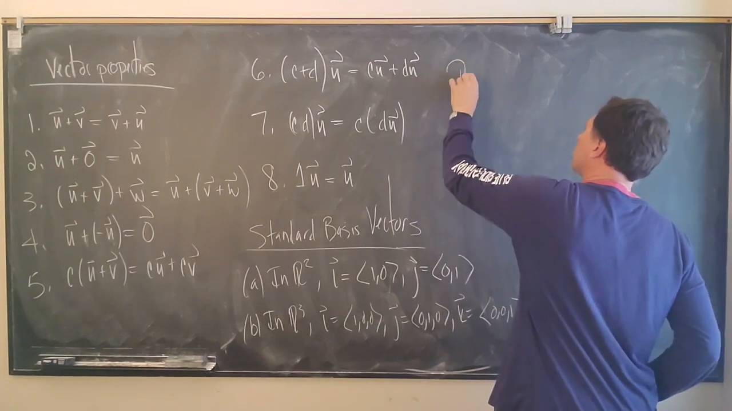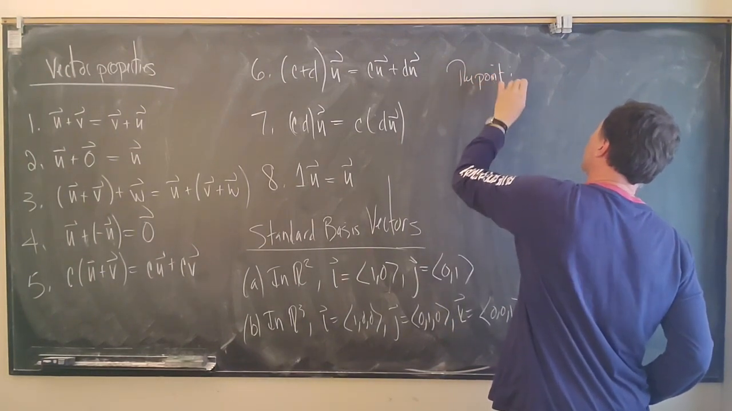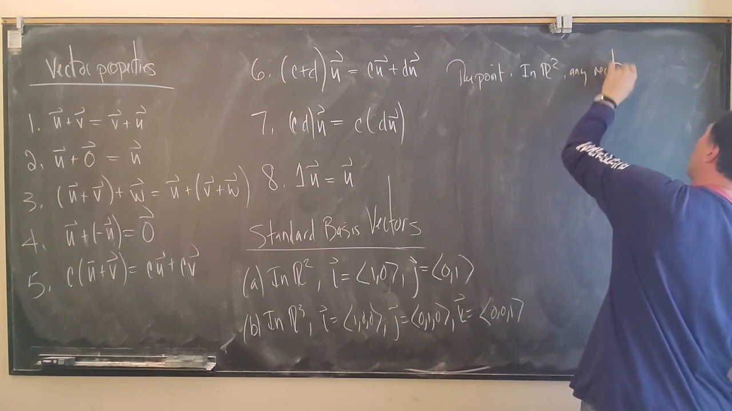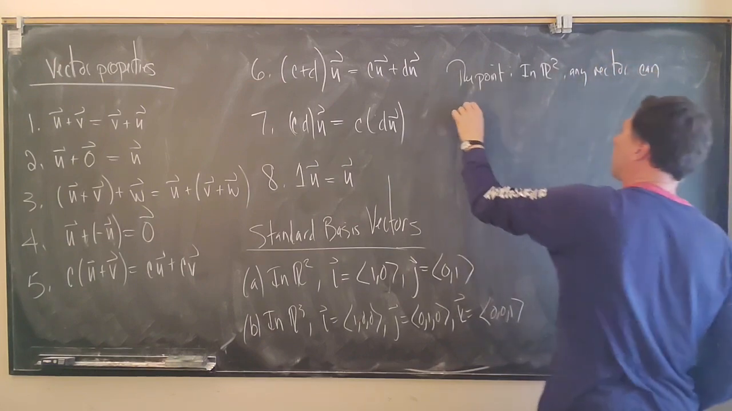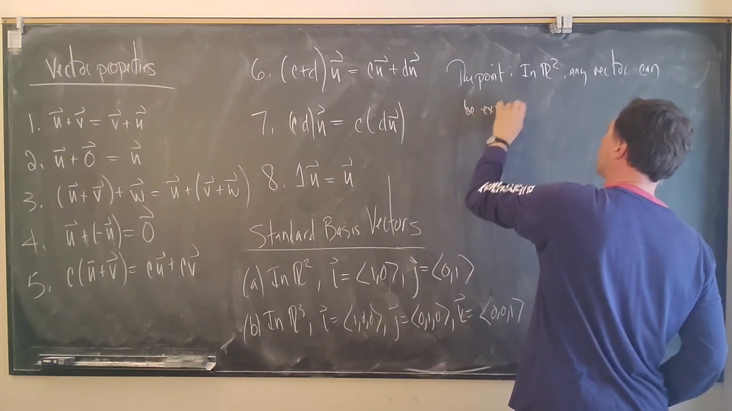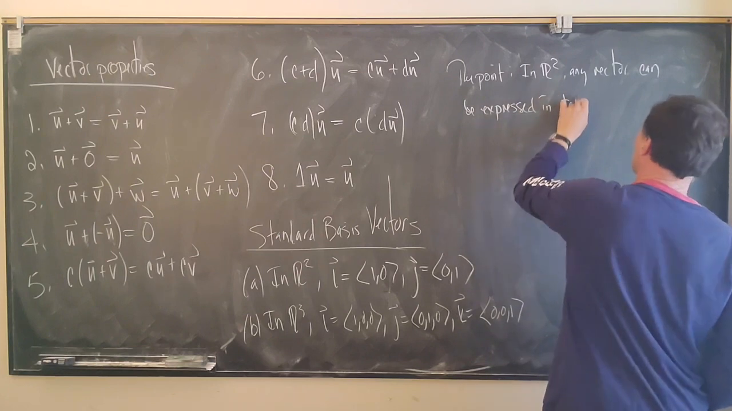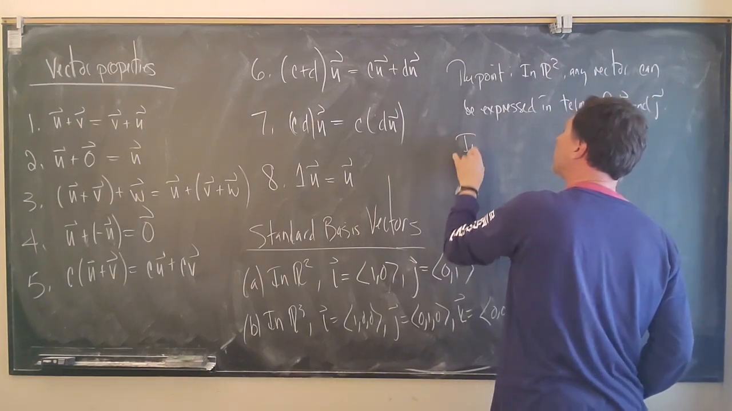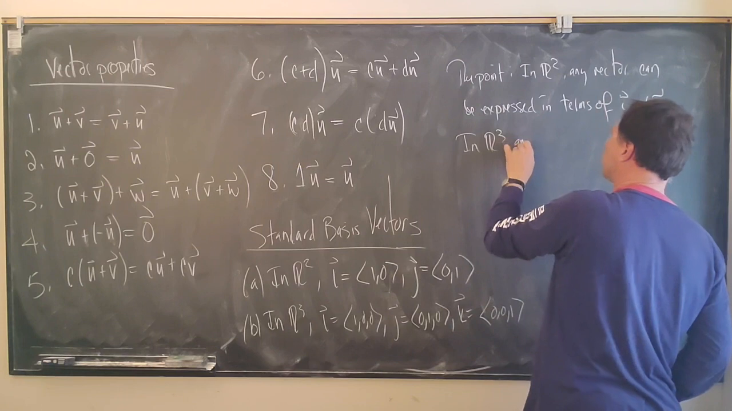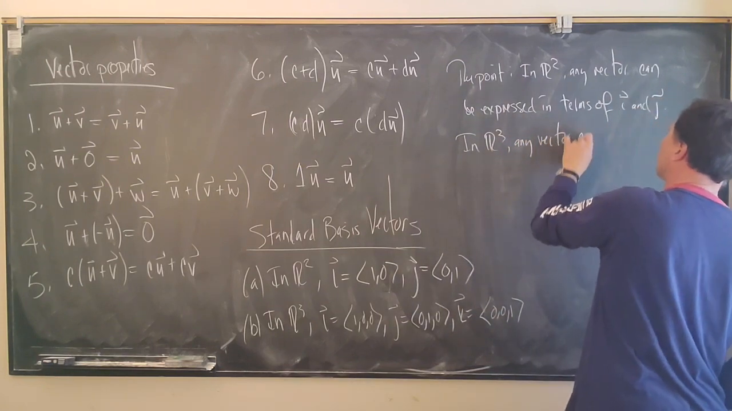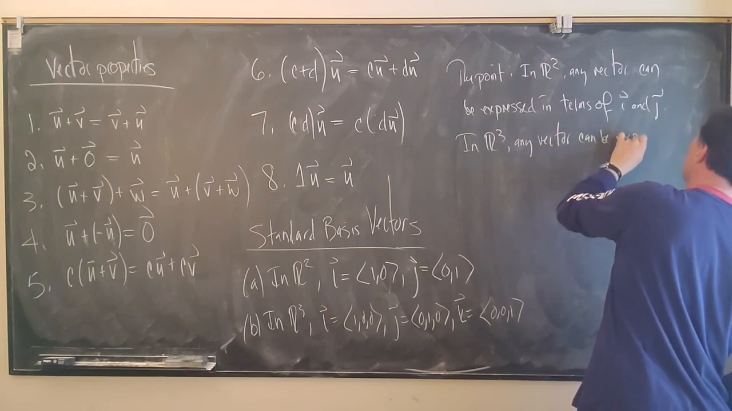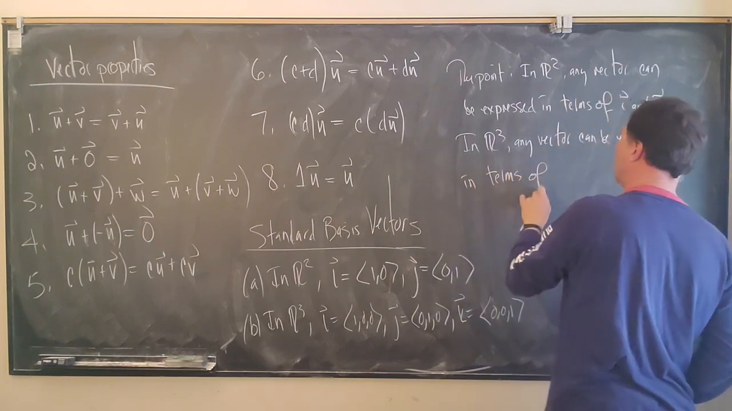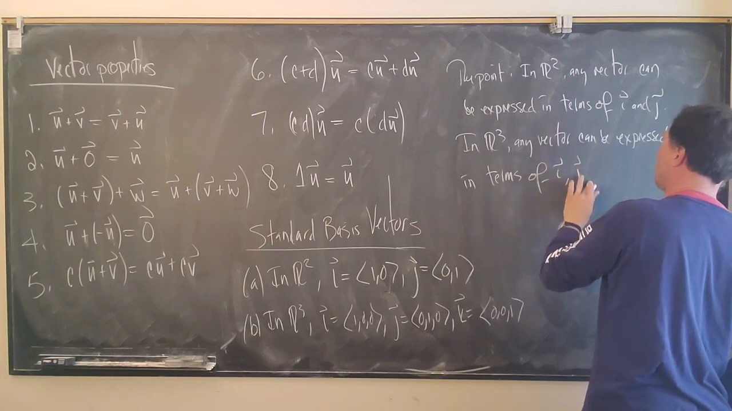So the point is, in R2, any vector can be expressed in terms of i and j, and in R3, any vector can be expressed in terms of i, j, and k.